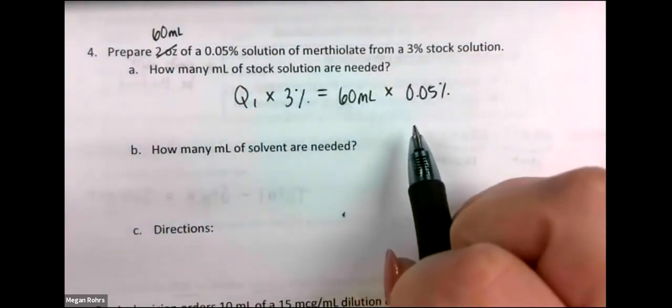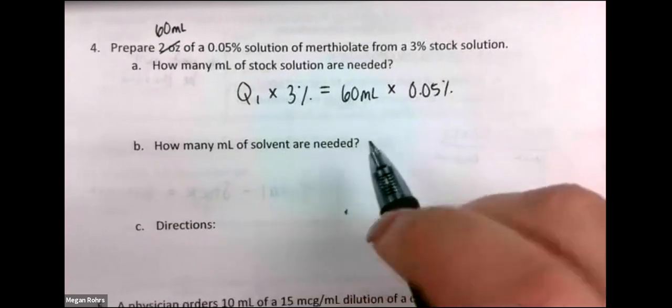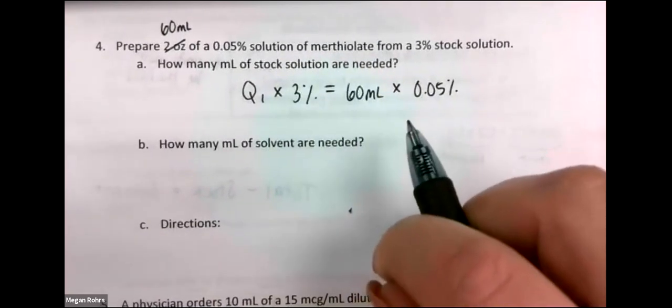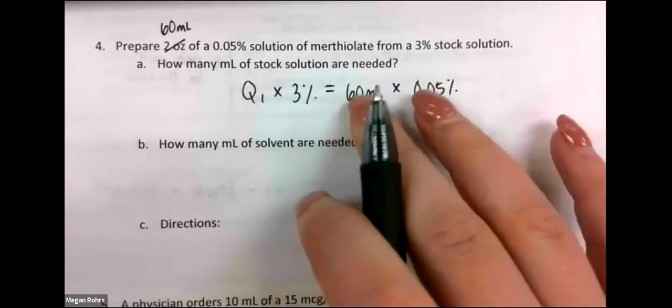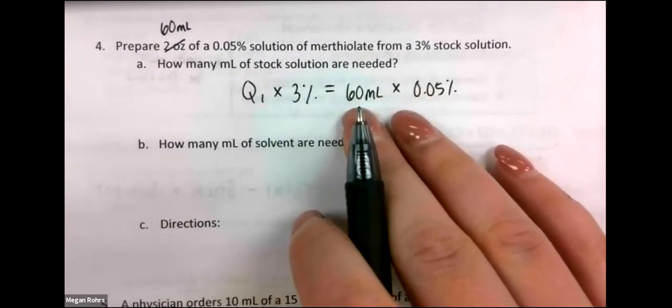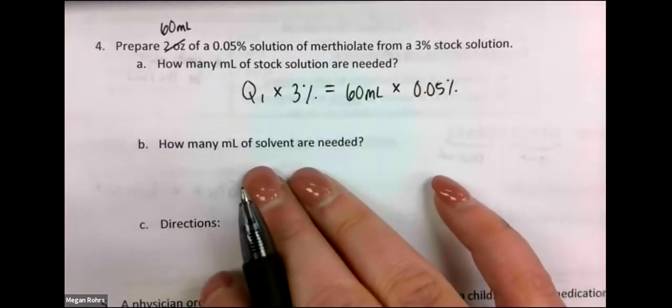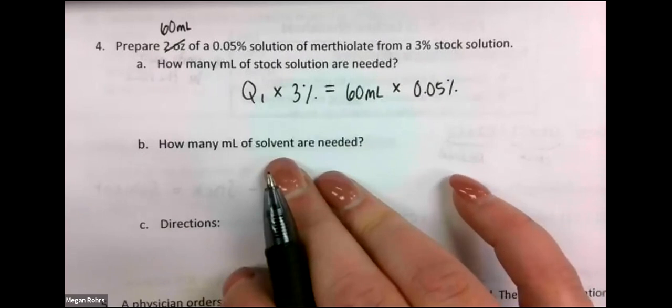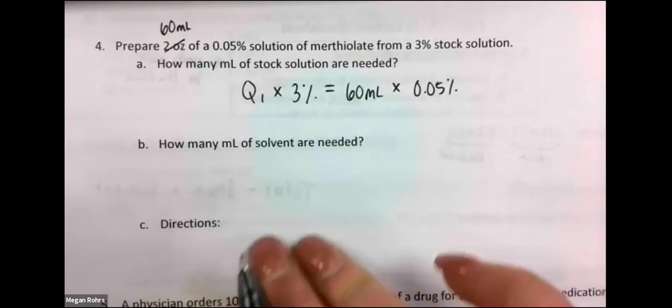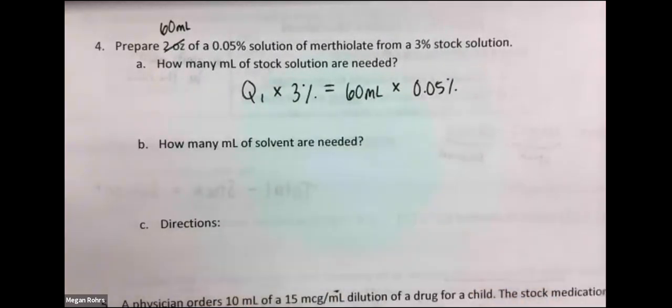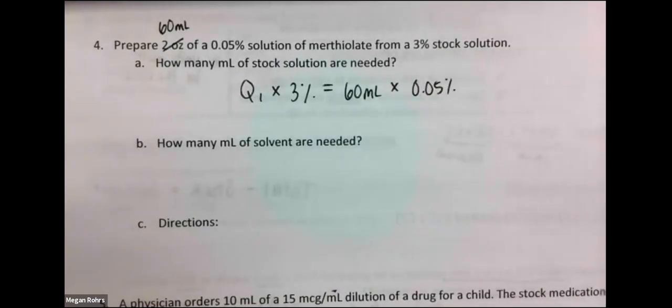solution here. So based on part 1 of the simple dilution lecture, you should be able to solve for Q1, and then you can solve for the amount of solvent that would be needed. And with that, you should be able to prepare the directions for this compound as well.